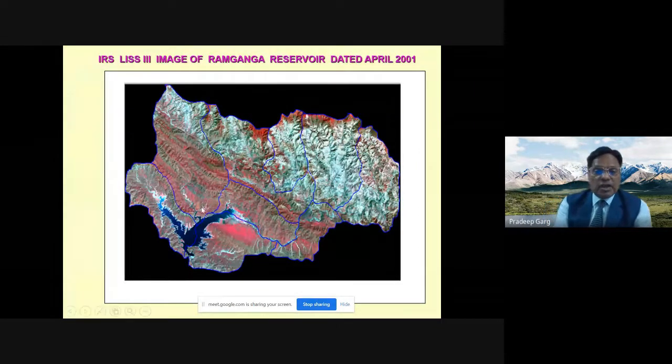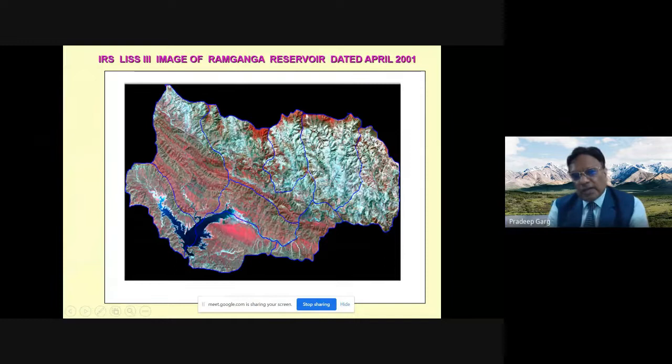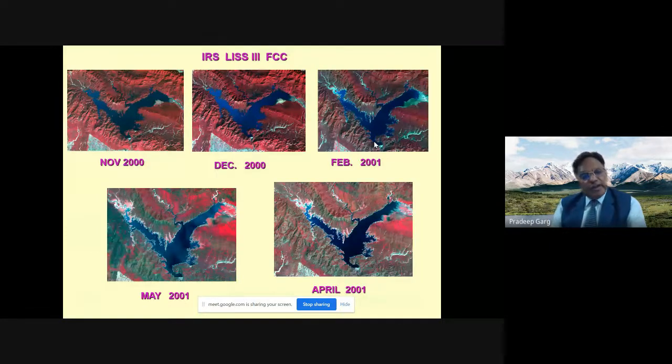So you can see a big reservoir, a water body. The dark blue color is showing that. The white color is indicating the snow cover area in the top reaches. So these reservoirs are the lifeline and they are providing us the water for different activities.